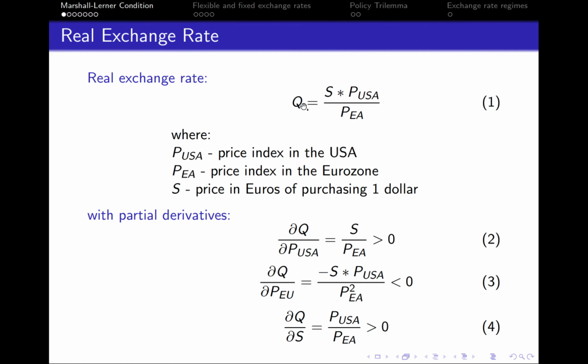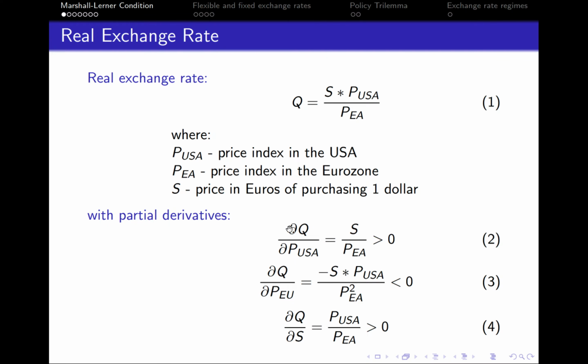Now, if this expression is getting higher, of course, this means that the competitiveness of the European economy, eurozone economy, is getting higher, because of course it means that goods in United States are becoming more expensive relative to goods in euro area, and consequently it is better to purchase goods from euro area.